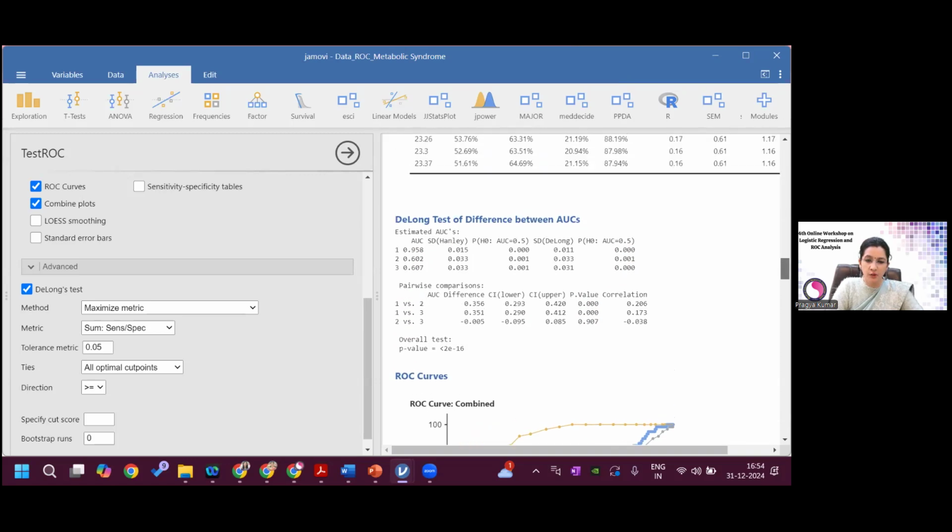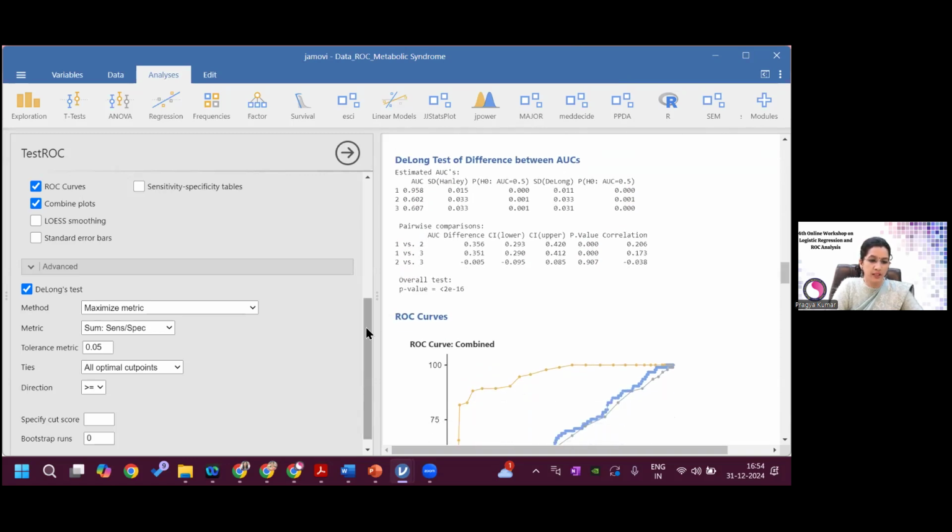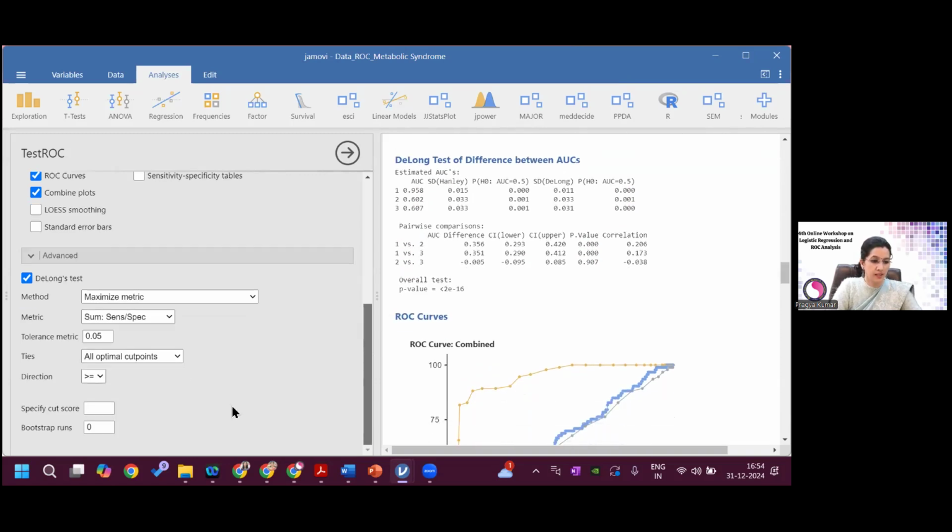Another thing which Dr. SV was discussing was relating to the ties. You can see there is something known as the ties here, and it calculates the ties also. You have seen it has given two cutoffs, 0.52 and 0.54, with a similar Youden's index but different cutoffs. On the basis of that, there is something known as the tolerance matrix.